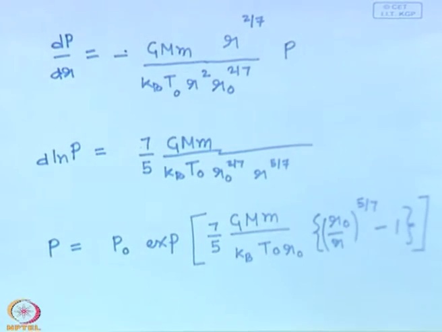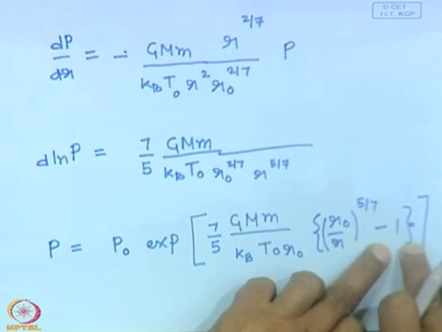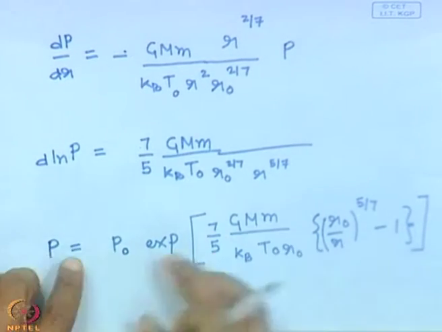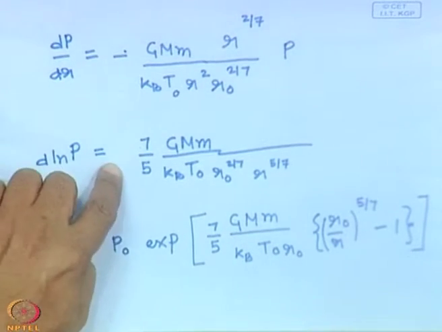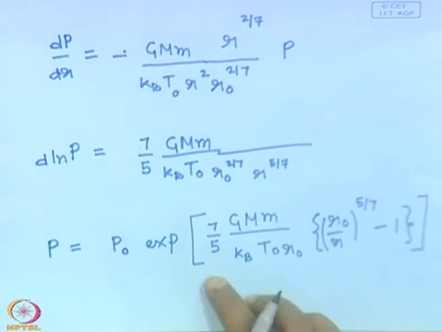So I can write it like this: r naught by r to the power 5 by 7 minus 1 into this factor. This minus 1 into this is a constant which will just multiply p naught and give me the constant of integration here. So the pressure can be written like this. That is the solution to this.